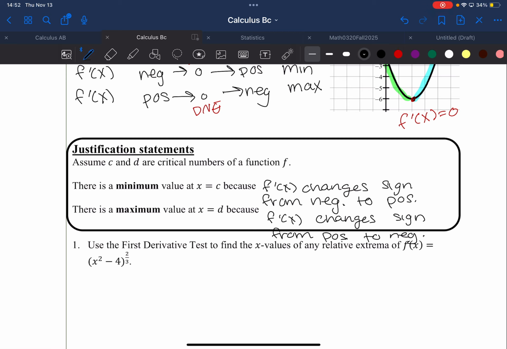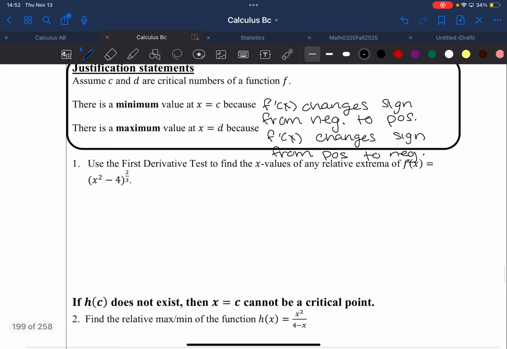Okay, so for the examples, I would try to write smaller than you typically write. We have a lot to write. Okay.